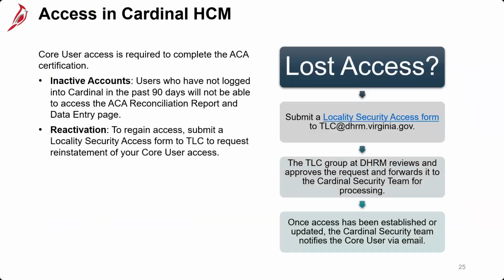So if your access has been revoked, that means you have not logged into Cardinal within the past 90 days and you can't review any of those pages like Sarah mentioned. So you will need to submit a locality security access form to tlc@dhrm.virginia.gov. And the TLC group at DHRM will review and approve your request and forward it to the security team for processing. It's important that you go ahead and submit this access form because it can take some time. And we know this December 13th date is fast approaching.